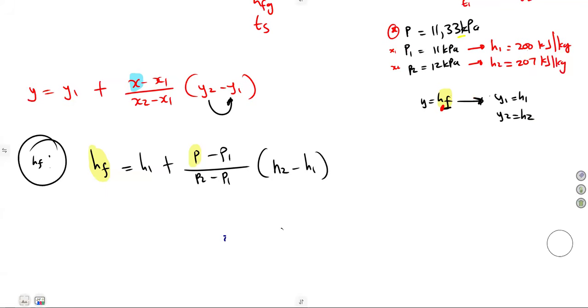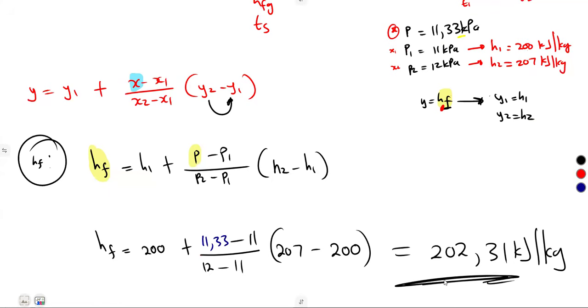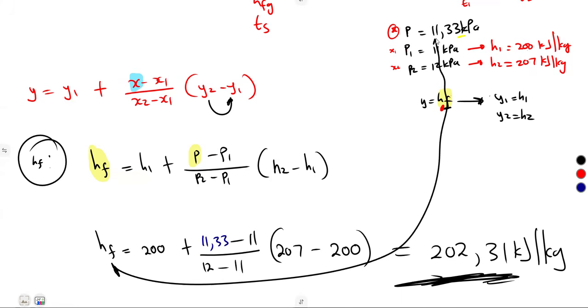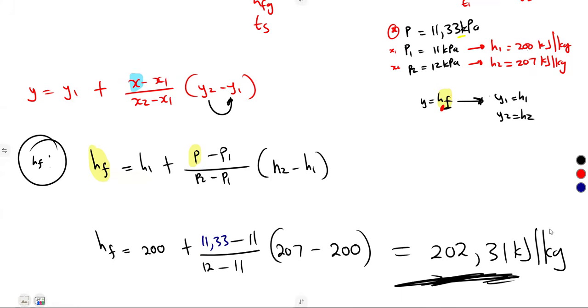So this is the value of HF at that 11,33. After interpolation, this is the corresponding value at 11,33 kilopascal, which is the exact value. So the formula gives us the exact value rather than approximating or rounding off to 11 kilopascal. It gives us the exact value corresponding to that pressure. This is what I'm trying to say.